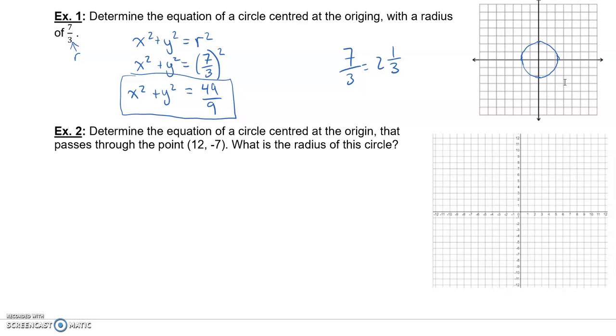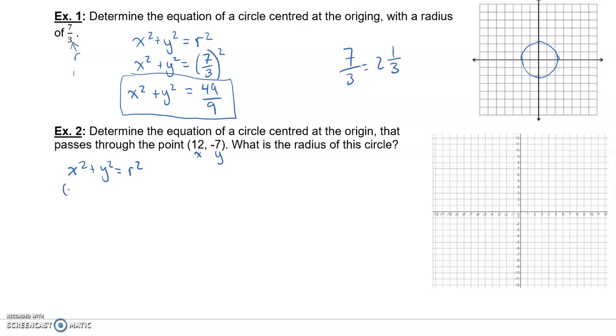The second example says determine the equation of a circle centered at the origin that passes through the point 12, -7. What is the radius of this circle? Well, let's just be clear here. Every point is x and then y. And so in this particular case, all I'm going to do is I'm going to take the equation x squared plus y squared equals r squared. We have no idea what the radius is. So in order to figure out the radius, if we know the x and y values and we sub those in and we simplify this, we can solve for the radius.